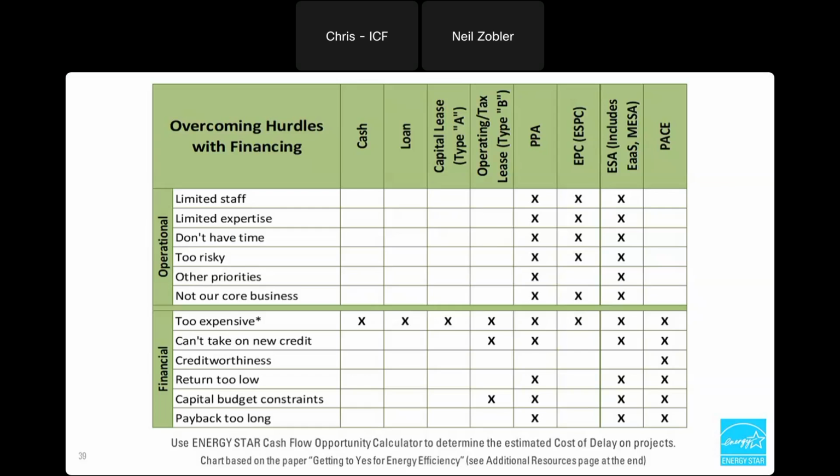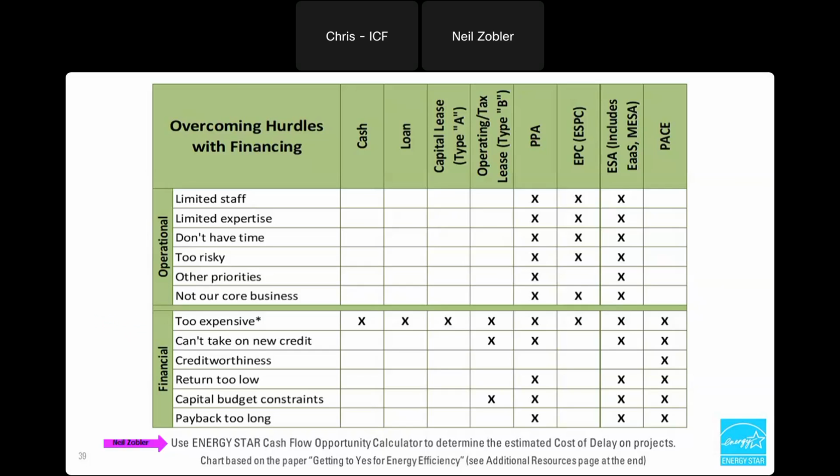So how do you use these to overcome hurdles? Well, as you can see here along the top, cash, loans, capital lease, operating lease, PPAs, etc. So if you face any one of these challenges, you go down the list here and see which one is going to work the best for you. If it's too expensive, well, any one of those can work for you. And if you use it in conjunction with the cash flow opportunity calculator, which I will show you in just a few minutes, you can use that to overcome by calculating the cost of delay of the projects.